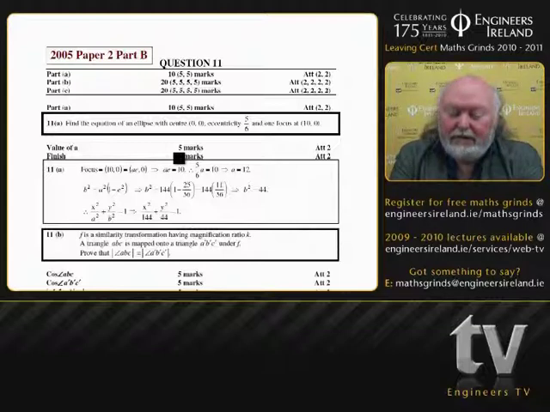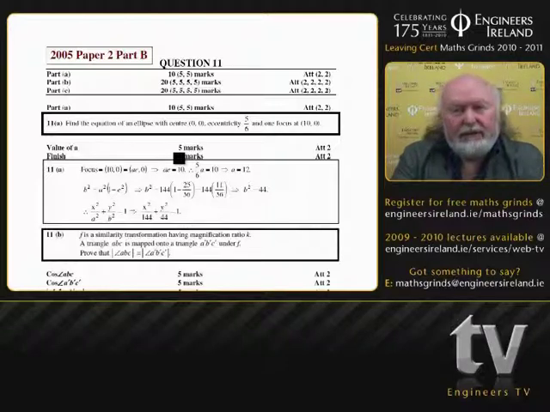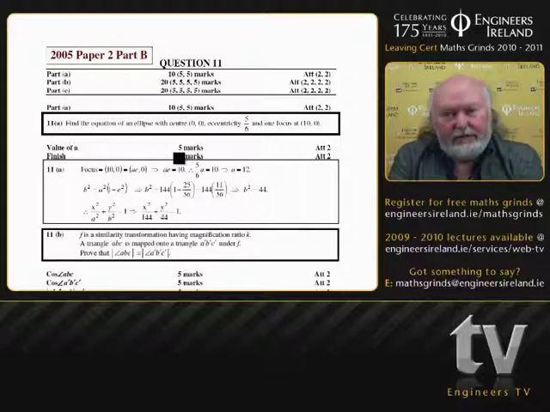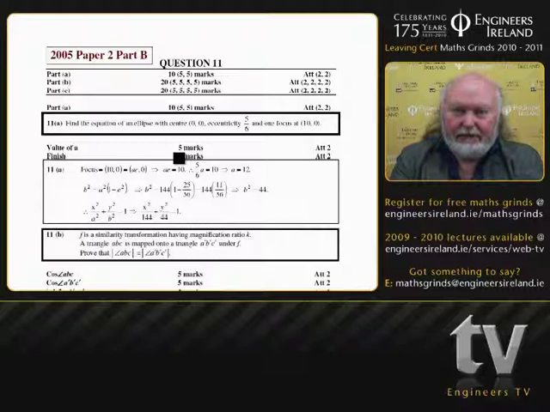Find the equation of an ellipse with center (0, 0), eccentricity 5/6, and one focus at (10, 0). We know that the vertex of the ellipse is a, the focus is a times e, and the directrix, which we spoke about in the last talk, which is the line that goes along with the focus and helps us to find the locus, which is the ellipse, is a over e.